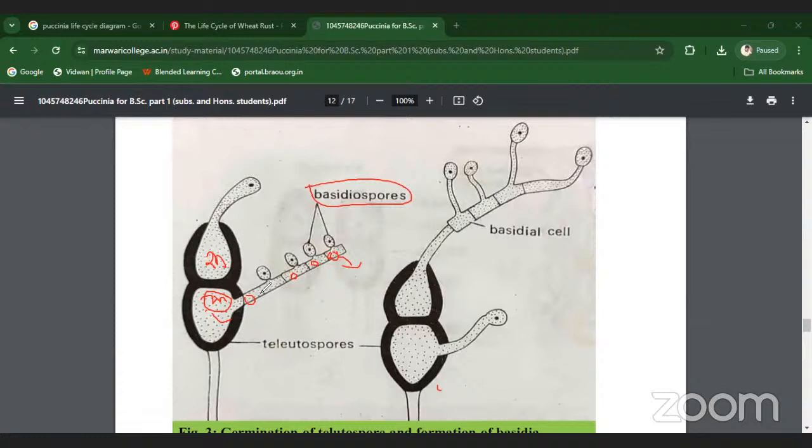So anyway, after formation, after maturation, after detachment, this basidiospore infects which plant? Wheat or barberry? Barberry leaf. Right. Next, it infects the alternate or second host, barberry. Now let's discuss the barberry spores.